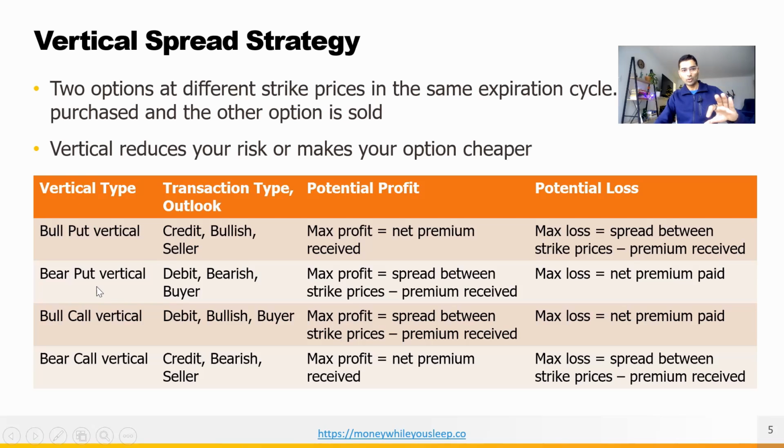So I have tried to put all those four types of trades here: bull put vertical, bear put vertical, bull call vertical, bear call vertical. And they have got this credit or debit transactions, which I saw in the example. Depending on the trade, you have a bullish or a bearish outlook, or you're a buyer or a seller of that particular trade. And this potential profit we tried to calculate in the example, and same goes with potential loss, which we saw in the example. So this is nothing but a summary of what we have seen in the example.